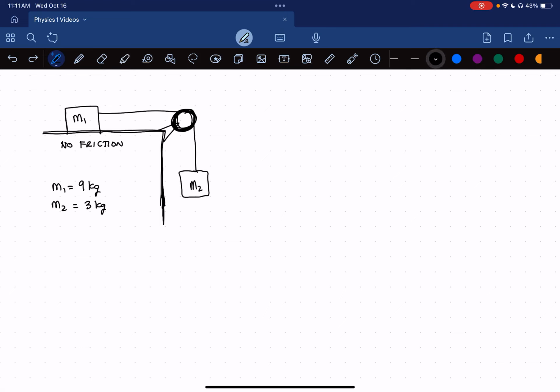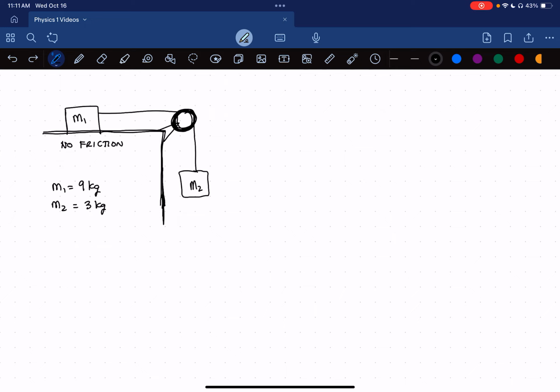Here we have, again, two objects, mass 1 and mass 2. What we have is like a table, and on the edge of this table, we have a pulley. That's my depiction of a massless, frictionless pulley, and we have a massless, inextensible rope connecting mass 1 and mass 2. Mass 1 is 9 kilograms and mass 2 is 3 kilograms.